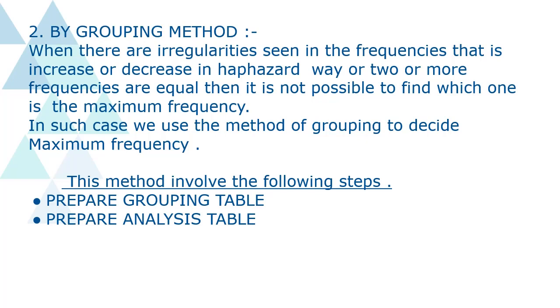Mode under discrete series by the grouping method. When do we use this grouping method? Sometimes it becomes impossible to locate the mode by the inspection method, as the concentration of frequencies is not in a unique manner or fashion as desired for this method. Then we use the grouping method. The steps involved in arriving at the answer under the grouping method are preparing a grouping table, preparing an analysis table, and finding the answer for mode.